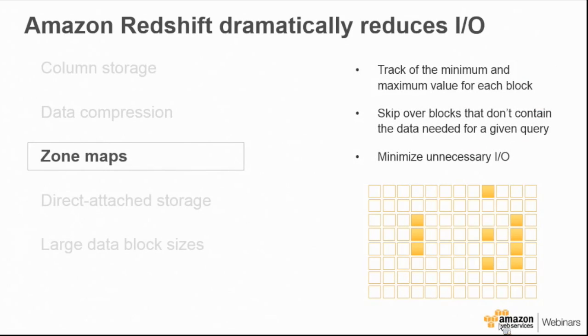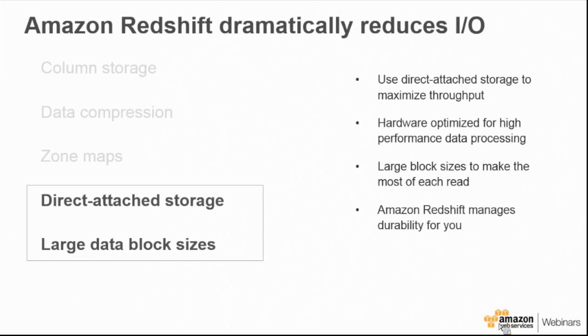We have what we call zone maps that allow us to retrieve data very quickly when you execute queries. Zone maps store the min-max values of each block and retrieve the fewest amount of blocks that are required to get you the data for your queries. So this minimizes unnecessary I/O. Redshift also uses direct attached storage, and the block size is 1 MB, so it's fairly large. Using direct attached storage enables us to perform scans at a very high rate. We typically see scans in the range of 2 to 4 gigabytes per second, and the large block size allows us to make the most of each read.